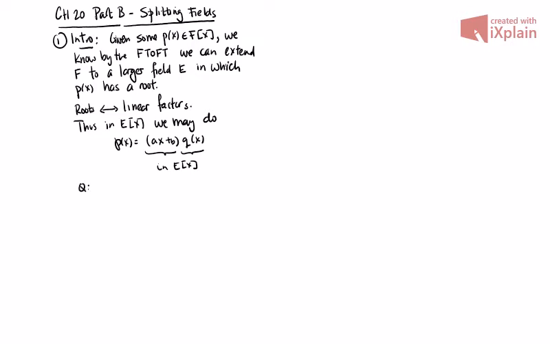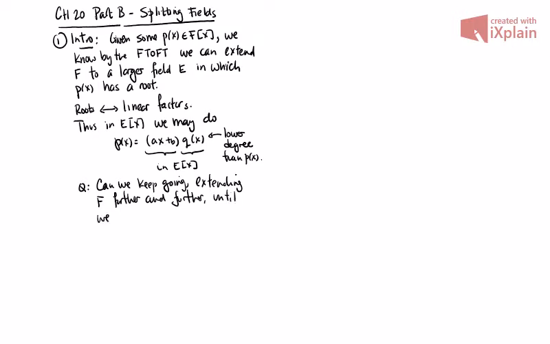So there's a looming question here: can we keep making E bigger? Because this q will have a lower degree than p. So why can't we, or can we, simply keep going, extend F further and further until we've factored p of x completely into linears?